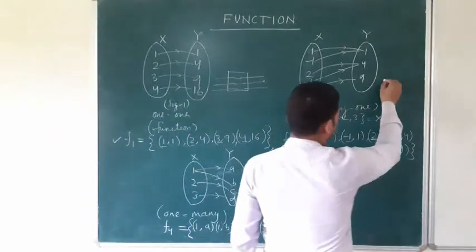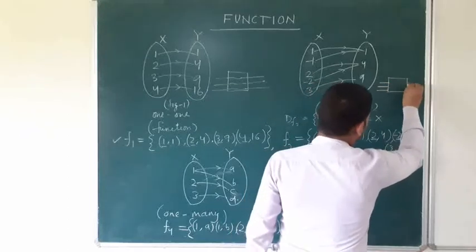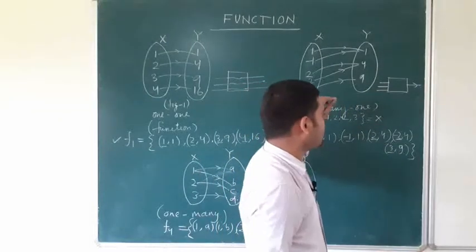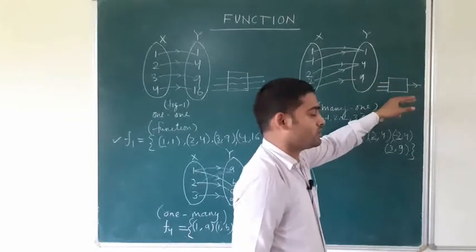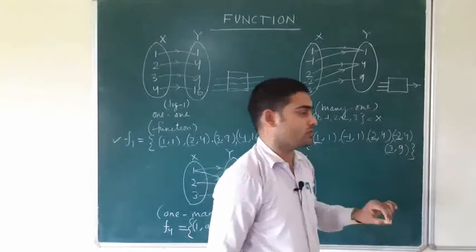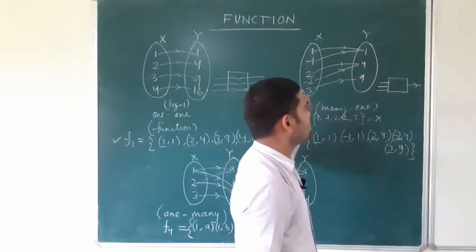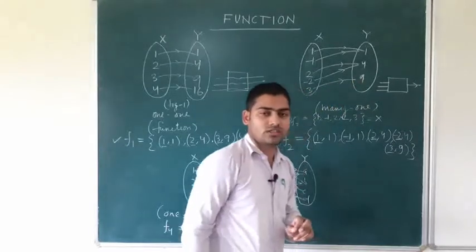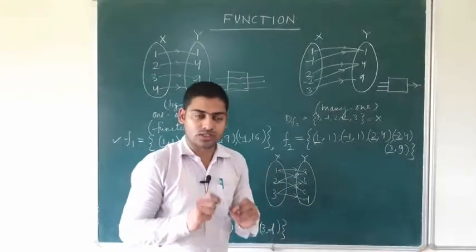So here you can show like this. Many, you get 1. Many means if you give input 2, then you get 1. 3, then you get 1. Such kind of function is called many-one function. So here many to 1, many to 4. Here 3 is related to 9. So this is your many-one function.